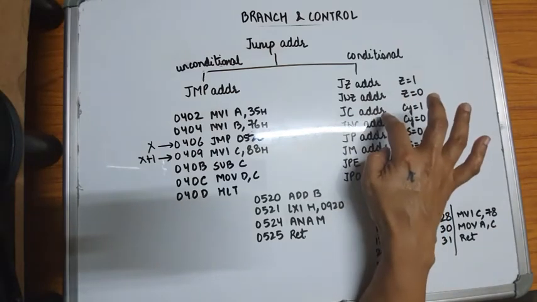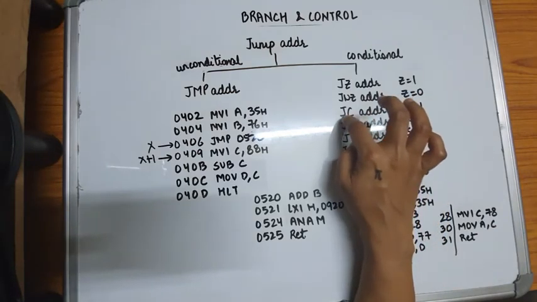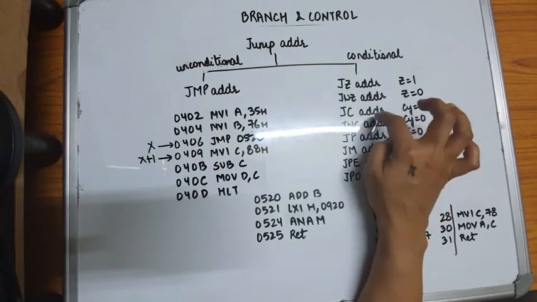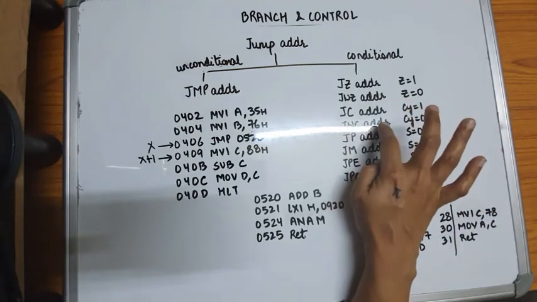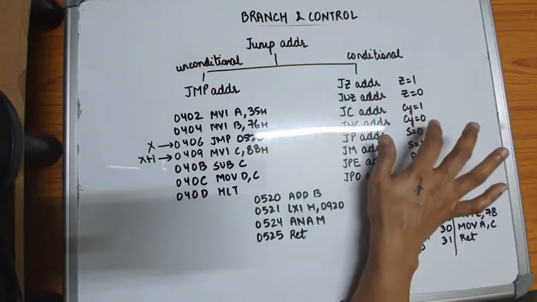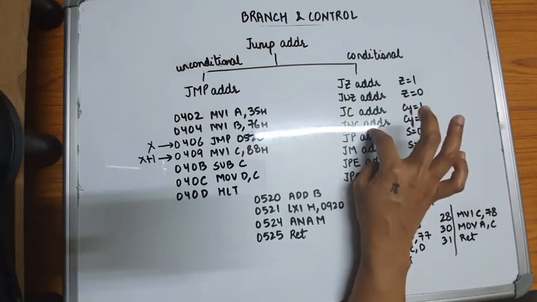So jump if carry address says what? Jump if carry is equal to 1 to this address. Jump if no carry to this address. So the value of the carry flag will be checked. If it is 0, then only the control will be transferred to this address.